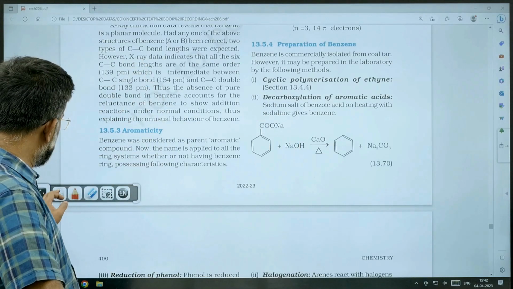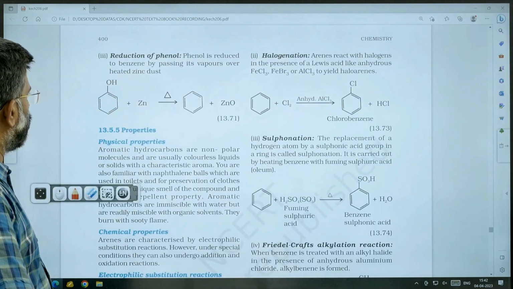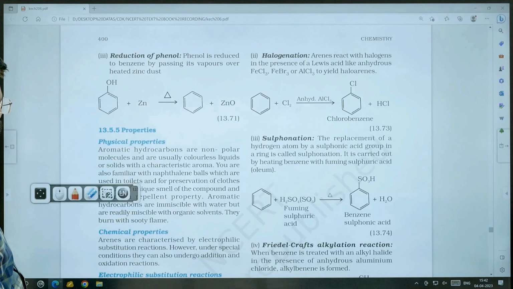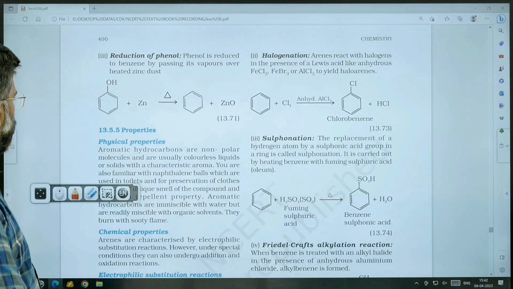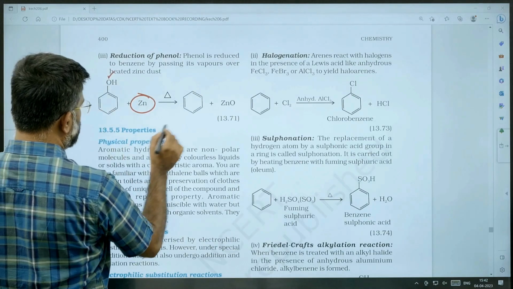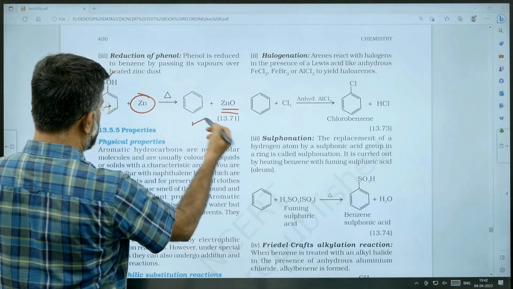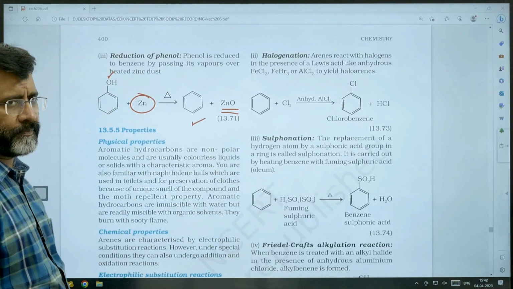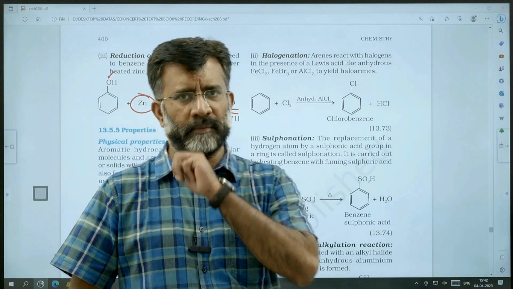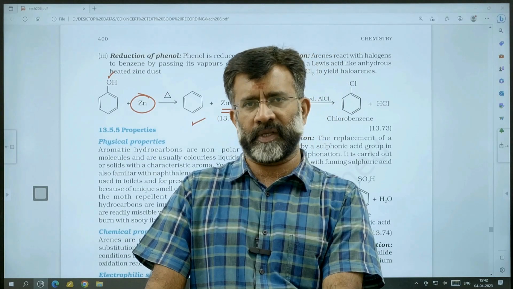There is one more reaction, it seems, from phenol. Preparation from phenol. Reduction of phenol. Phenol treated with zinc dust. Zinc will remove oxygen. Zinc oxide is out, and you get benzene. Right. So these are the three methods commented for the preparation of benzene.